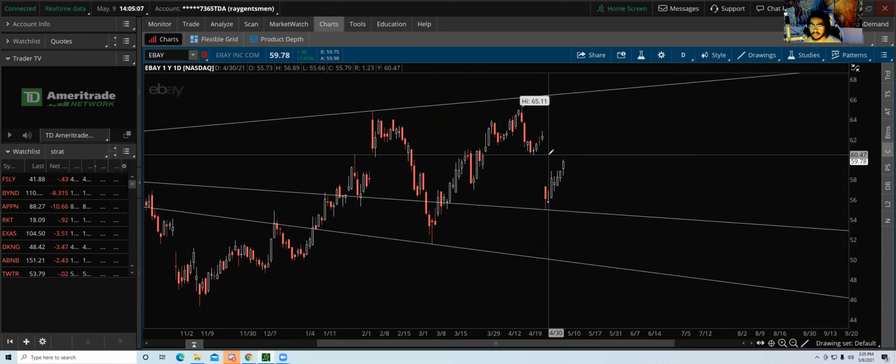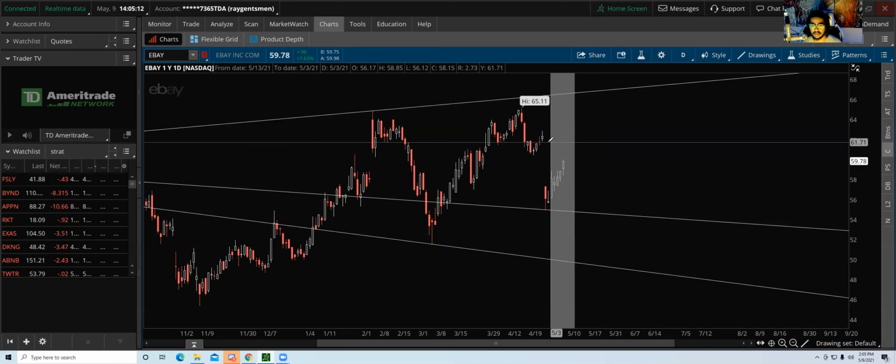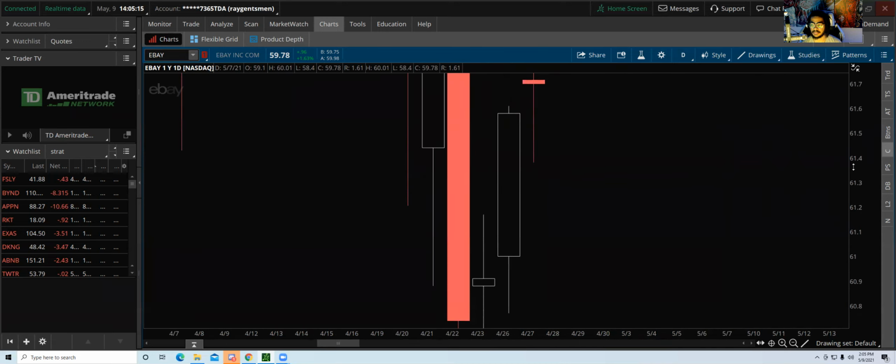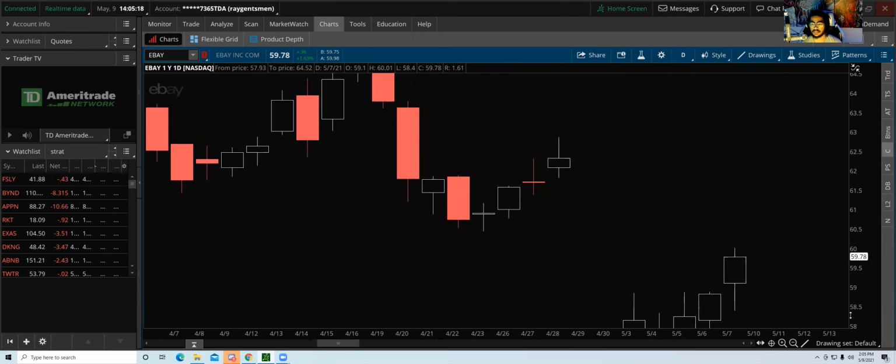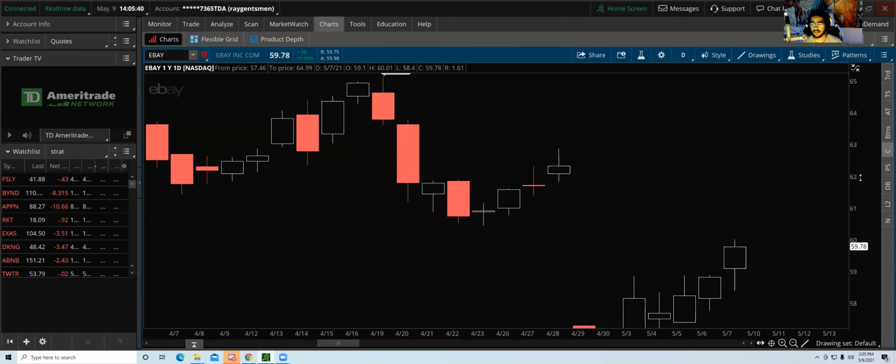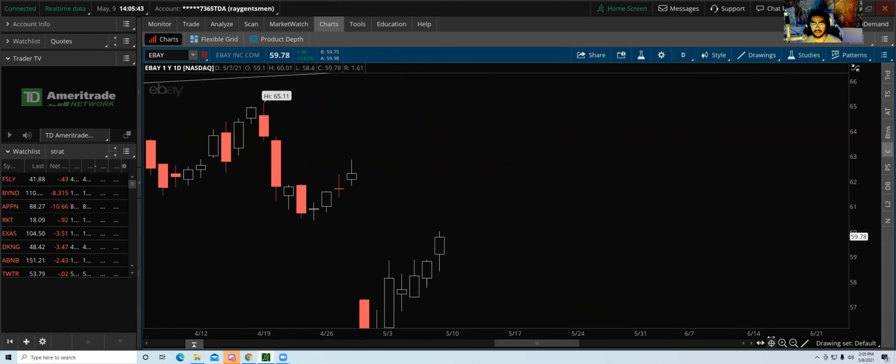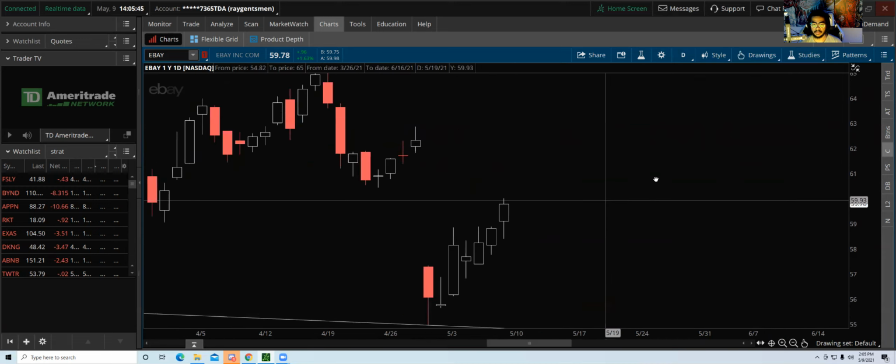It got what? Maybe, let me zoom in on this. So it has 60, 45-ish, 60.42 to 60.78. So that's about what, 64 cents to fill that gap or whatever. So anyways, let me zoom out a little bit.